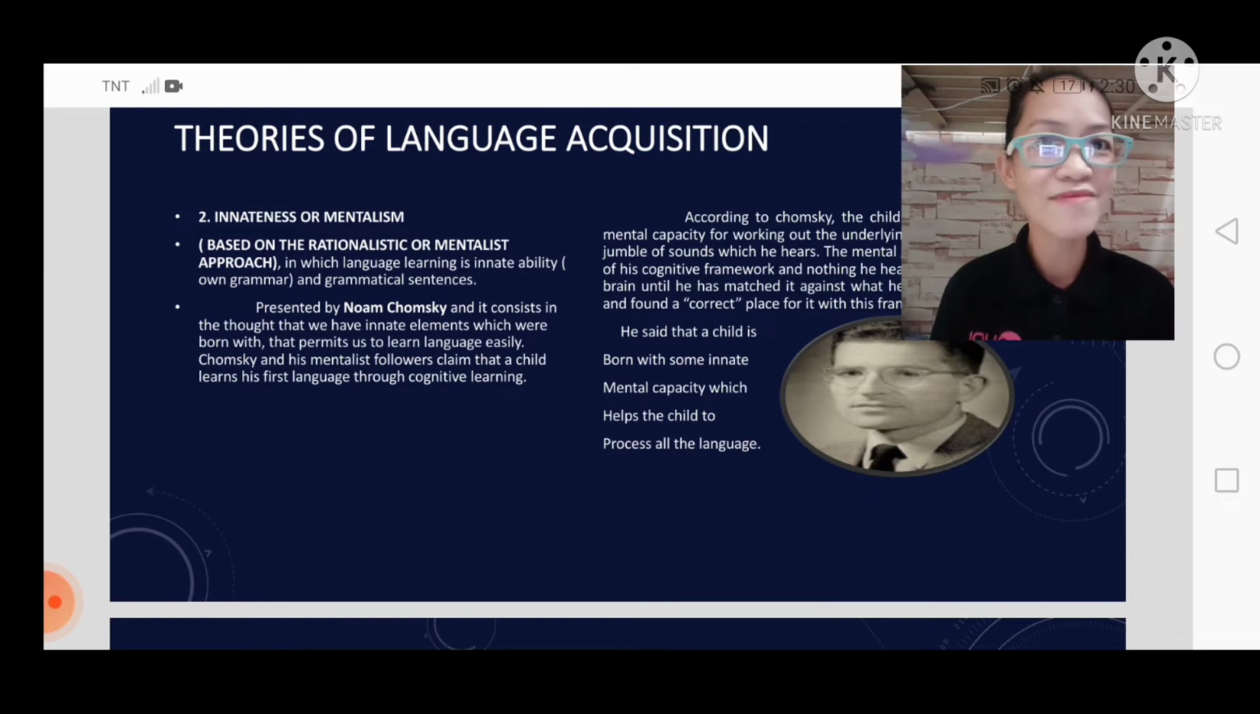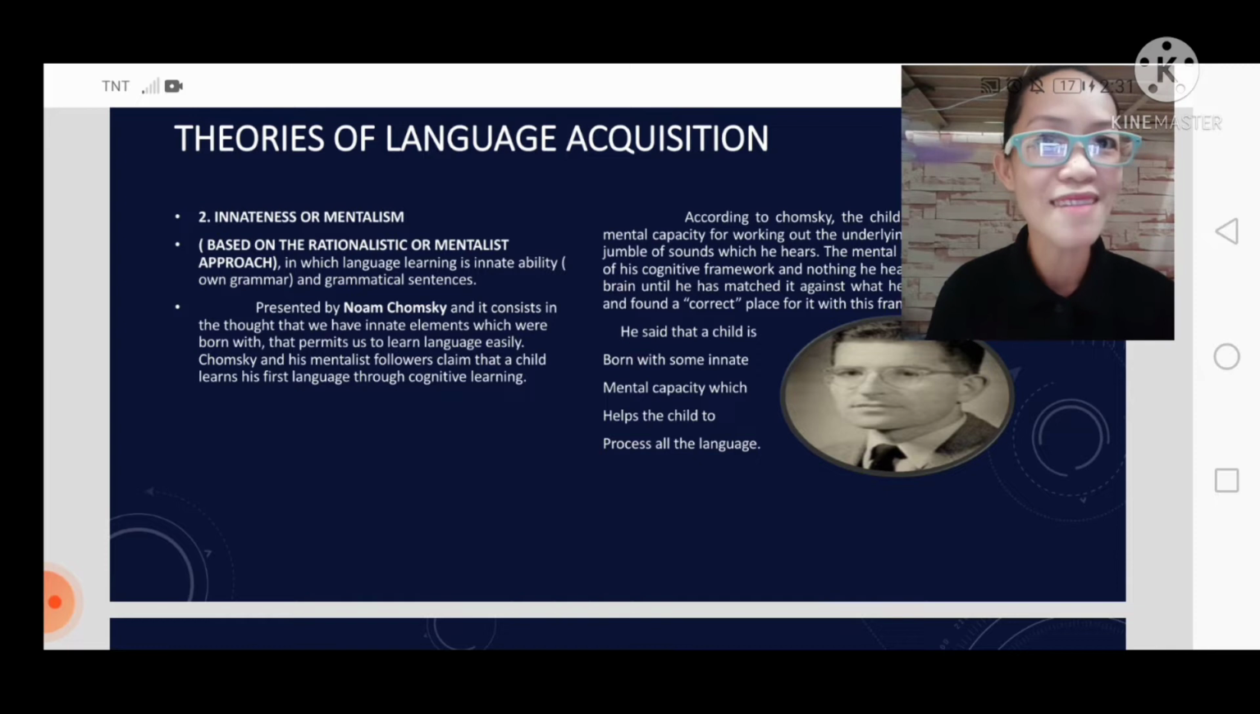Language acquisition theories, number two, innateness or mentalism, based on the rationalistic or mentalist approach, in which language learning is an innate ability, with its own grammar and grammatical sentences, presented by Noam Chomsky. It consists in the thought that we have innate elements which we're born with that permit us to learn language easily. Chomsky and his mentalist followers claim that a child learns his first language through cognitive learning.